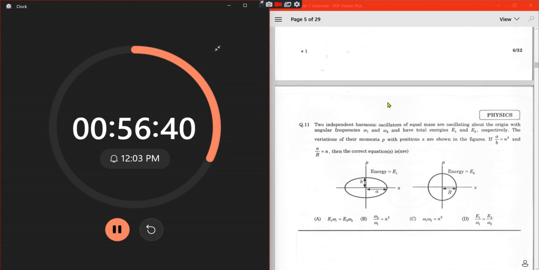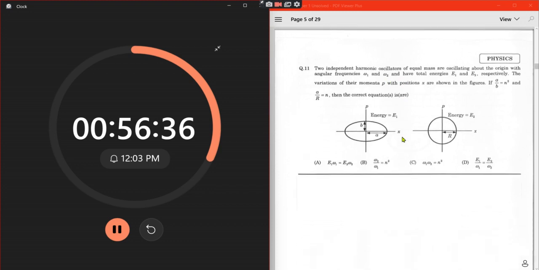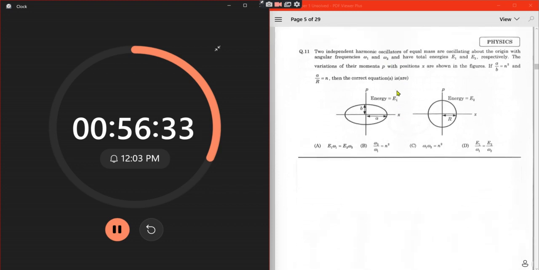Okay, momentum, this is x. Momentum, meaning mass proportional, okay, fine. So this is the same thing as velocity versus that, right? If a upon b equal to n square, so energy equal to E1 is energy equal to, okay, a upon b is equal to n square, and a upon r is equal to n, okay, then the correct equation is r. This is so weird.